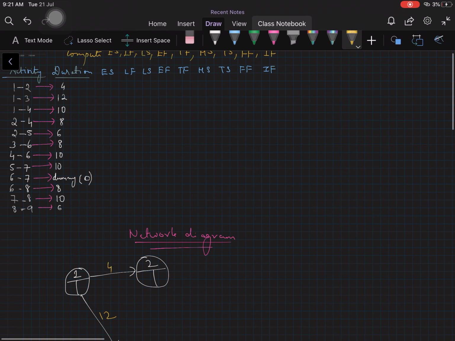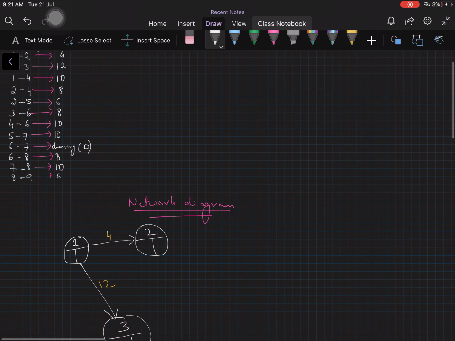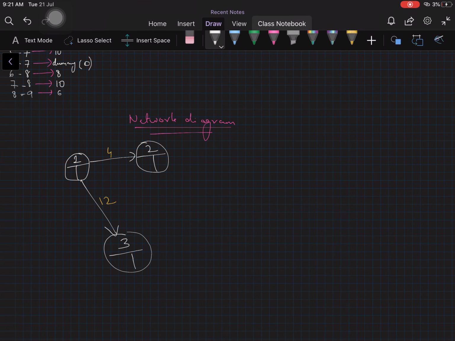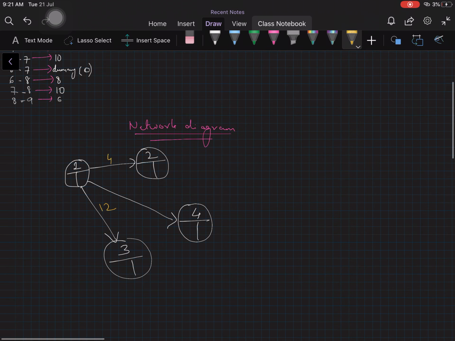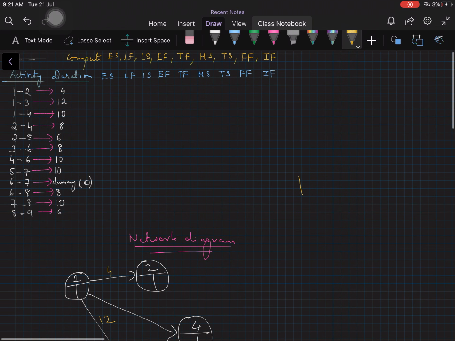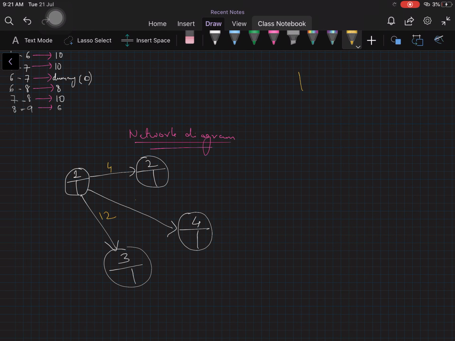Now we have 1 to 4, the next activity. So I'll write 1 to 4 here, and this is event number 4. What is the duration for this activity? Go to the data and see, it is 10. So let's write 10 along the arrow.